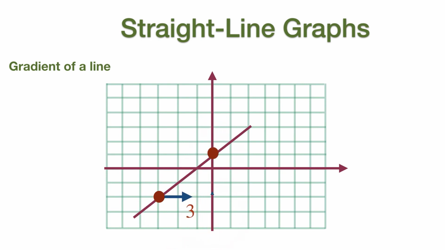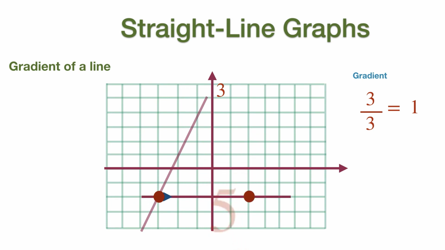For example, this line which goes up by 3 units along the y-axis for every 3 units along the x-axis has a gradient of 1 unit. This line is much less steep than the line which has the gradient of 3. When the line is fully horizontal, the gradient is now 0, since the change in y coordinate is 0.